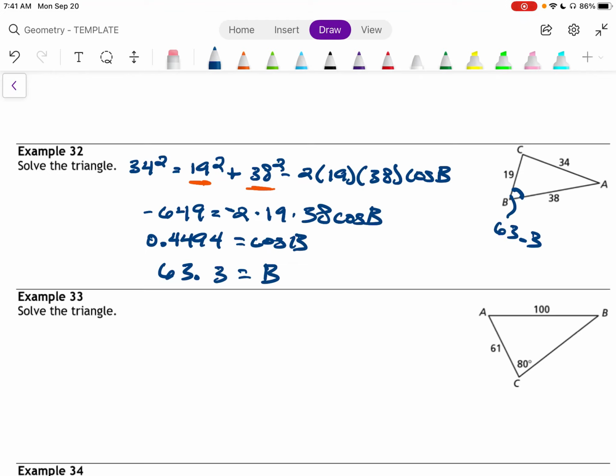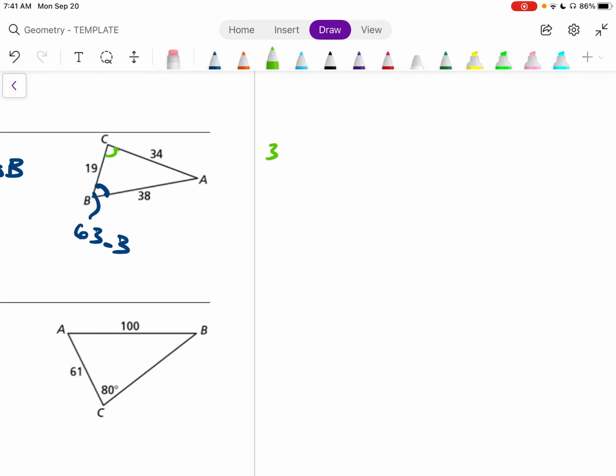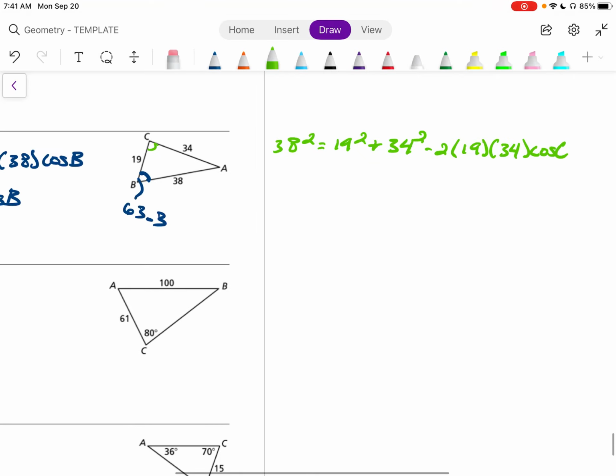To find the other angles, we would need to just solve that again, all right? I'm not going to do the full solving, but I will write the equations down for you so that you could solve them on your own if you'd like. We'll do angle C next. To find angle C, I would say, well, 38 squared equals 19 squared plus 34 squared minus 2 times 19 times 34 cosine C. And you'd have to solve that for angle C, and whatever you'd get there, you'd put that on your triangle.